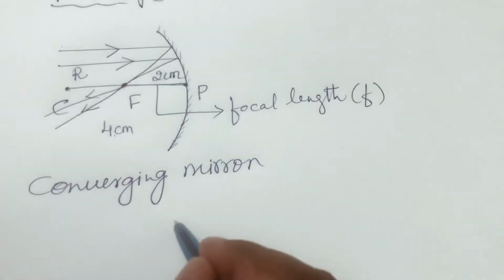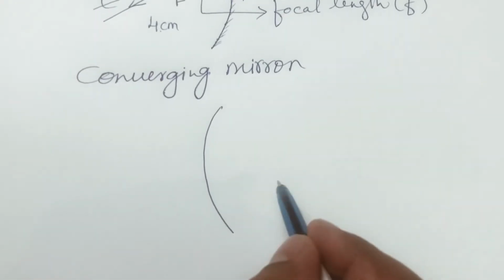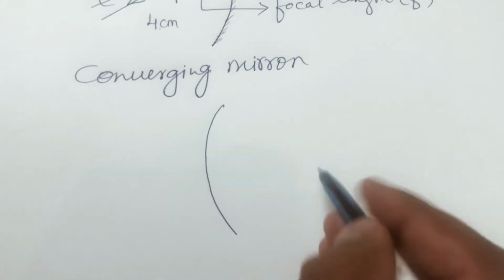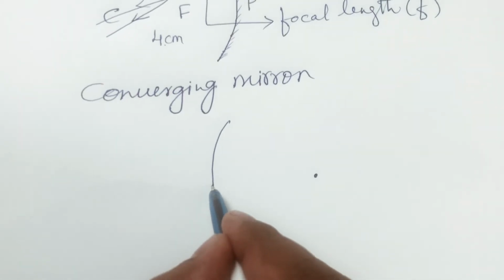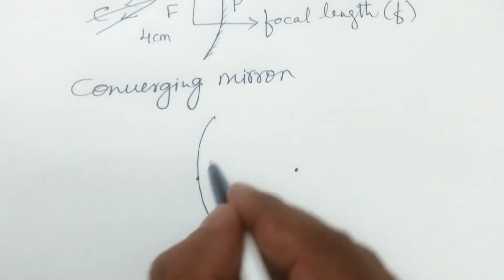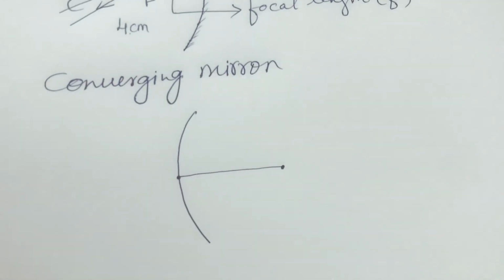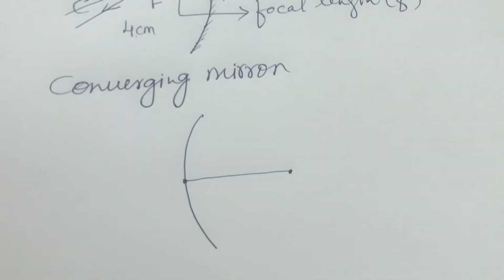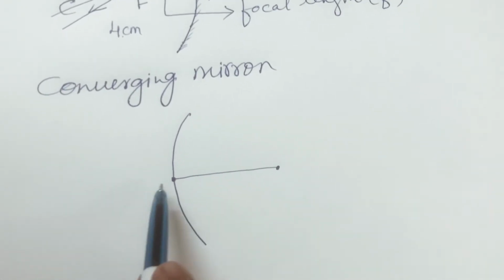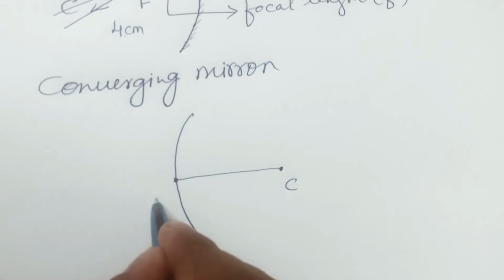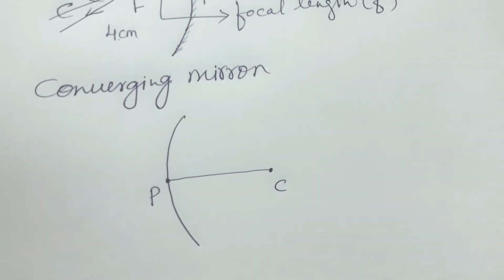Another mirror is similar to this, and that is called a convex mirror. This is the center of curvature. This is the center part of the mirror. We will call it the pole. From here to here is the principal axis, also called the radius of curvature. The line which passes via C and P is called the principal axis of a mirror.